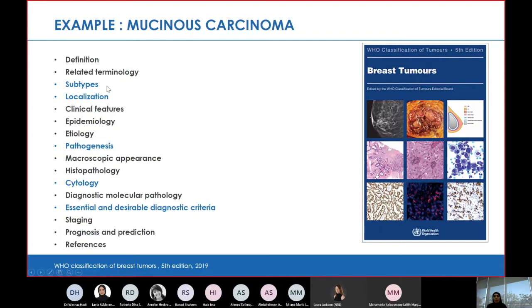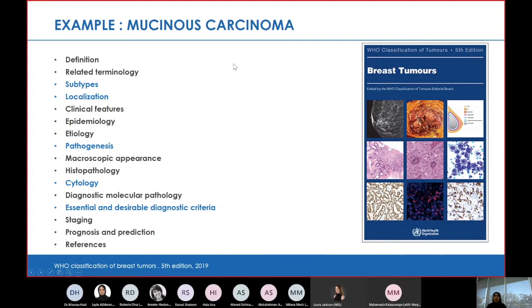Cytology was also added, but the one which I think is really helpful for the pathologist is the essential and desirable diagnostic criteria, which reinforce the key histopathological clues to reach the diagnosis, whether in a needle core biopsy or in an excision specimen. I just put here an example in mucinous carcinoma, but the same subsection can be seen in every tumor type.